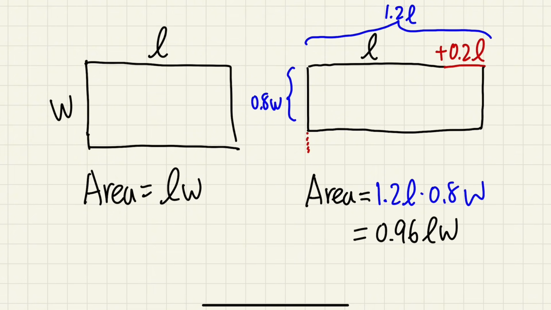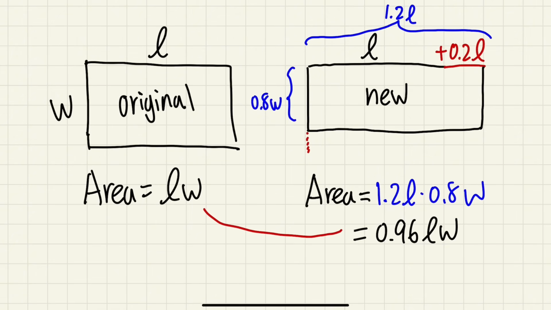So as you can see, this is the original one, and this is the new one. We can see that from L times W to 0.96 LW, this is a decrease by 4%. And that's it.